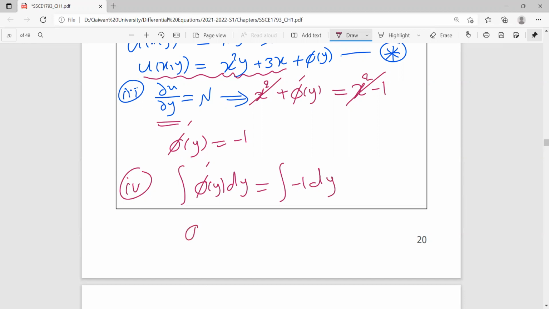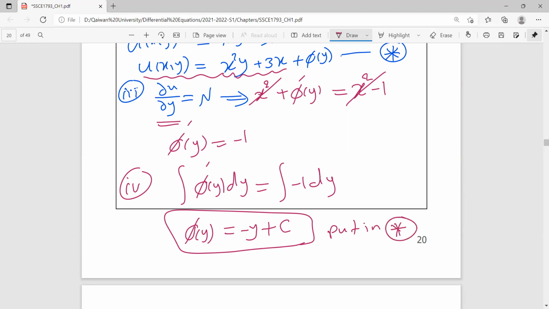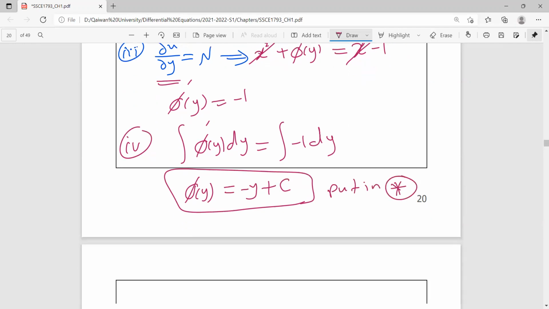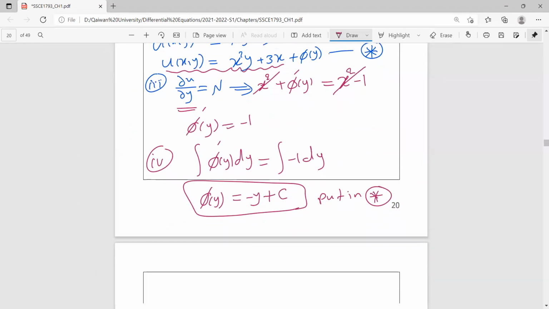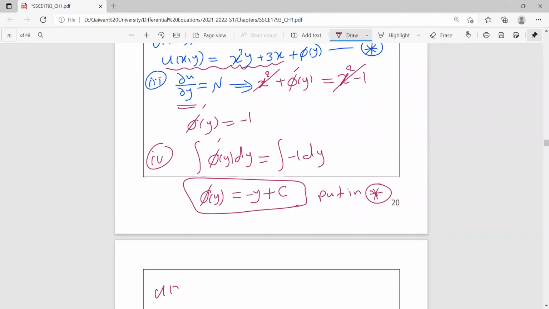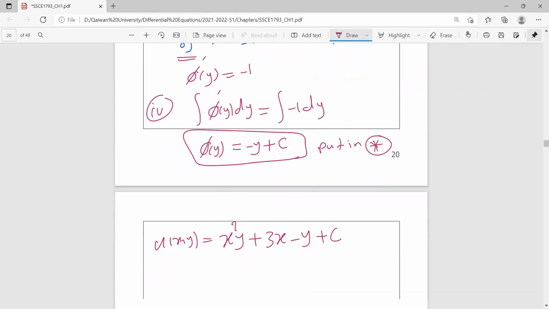What we get here? Only phi of y equals, on the right hand side, -y plus c. So this is phi of y. We now return this to equation star. What we get? That's u of xy equals x squared y plus 3x plus minus y plus c.